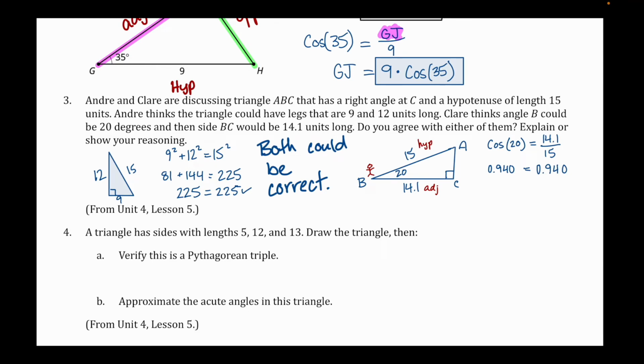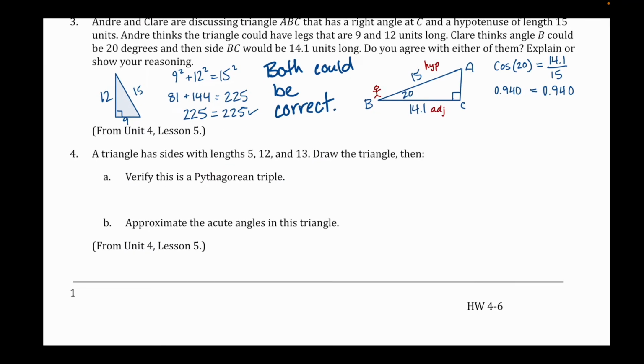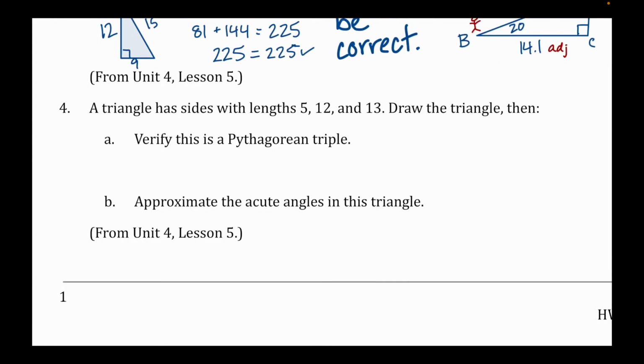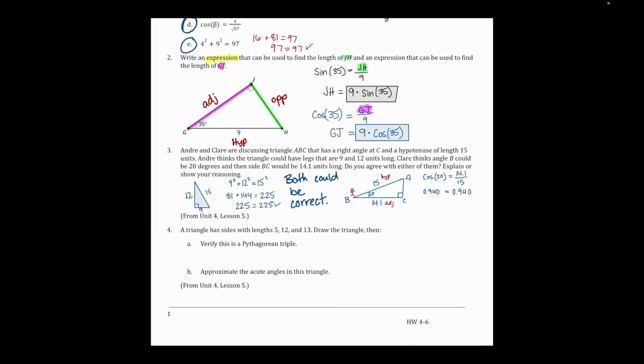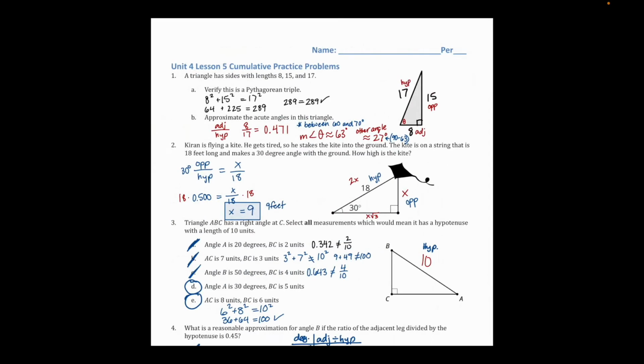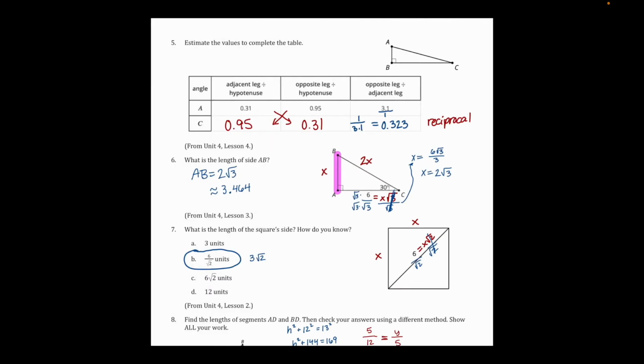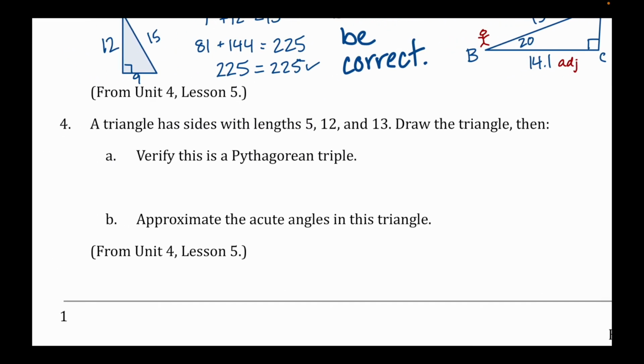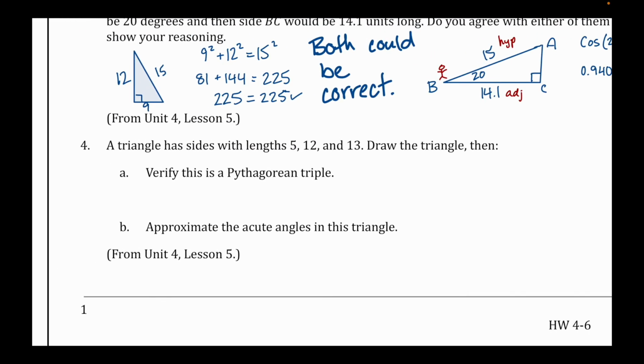Okay, so that brings us then to question 4. So question 4, we have a triangle with side lengths 5, 12, and 13. We want to draw the triangle and then verify it's a Pythagorean triple, and then approximate the acute angles in this triangle. So I think we did this on our previous assignment. Let's go back and check. It might have been a different one. We did an 8, 15, 17. So we're going to do the same thing here with 5, 12, and 13.